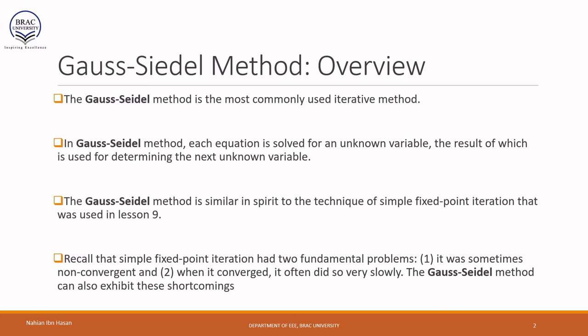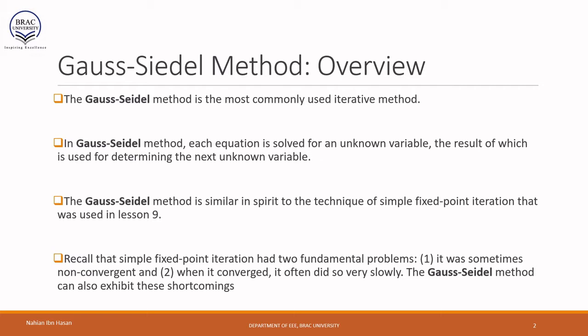So the Gauss-Seidel method is an iterative method. In the Gauss-Seidel method, each equation is solved for an unknown variable. If you remember, there will be some unknown variables in the system of linear equations. Each of the equations is solved for an unknown variable, and the result of that unknown variable is used for determining the next unknown variable. So it's a dynamic approach.